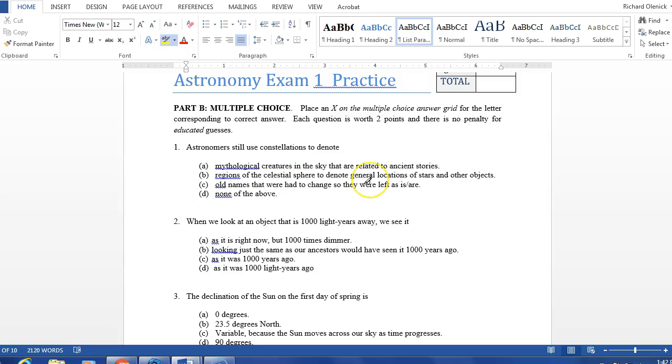Hi, we're here answering Astronomy Exam 1 practice. So astronomers still use constellations as regions of the celestial sphere to denote general locations of stars and objects.